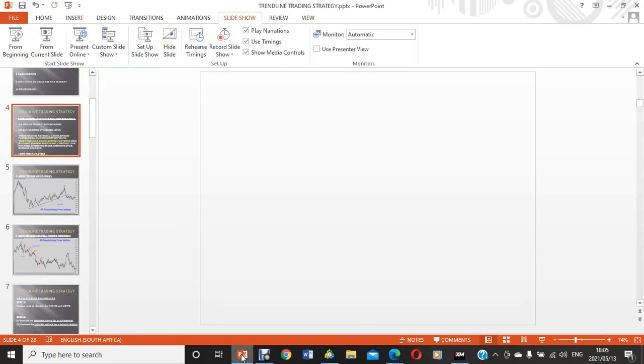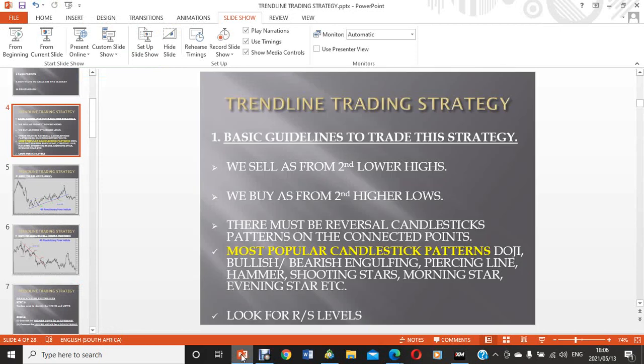So traders, as we have indicated, this lesson is dedicated to the basic guidelines to trade the trendline trading strategy. Firstly, we need to discuss where we are supposed to place orders or positions. Where are we supposed to look for bearish positions? Where are we supposed to look for bullish positions?